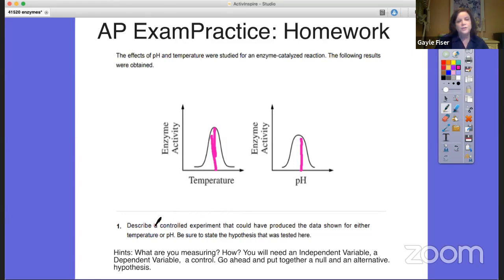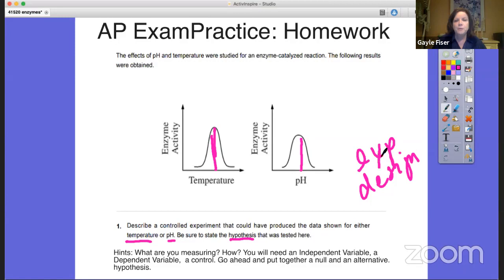What you're going to do is describe a controlled experiment that could have produced the data shown for either temperature or pH. And be sure to state the hypothesis that was tested here, but I want to change this up a little bit. There's not going to be one right, exactly the same answer. I just want you to have some practice with experimental design. A graph was given to you, and then you're all of a sudden having to put all the pieces together. That would make a great FRQ.